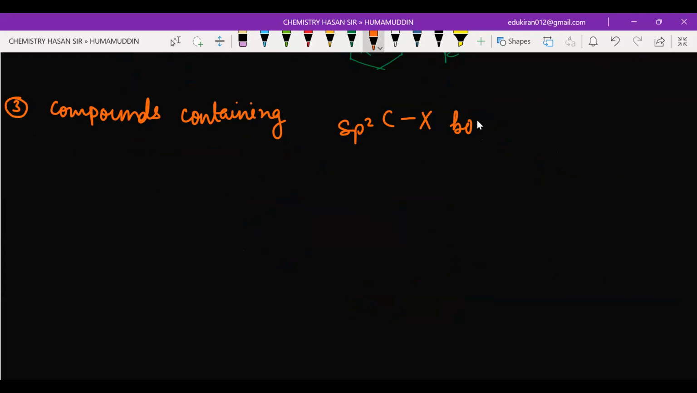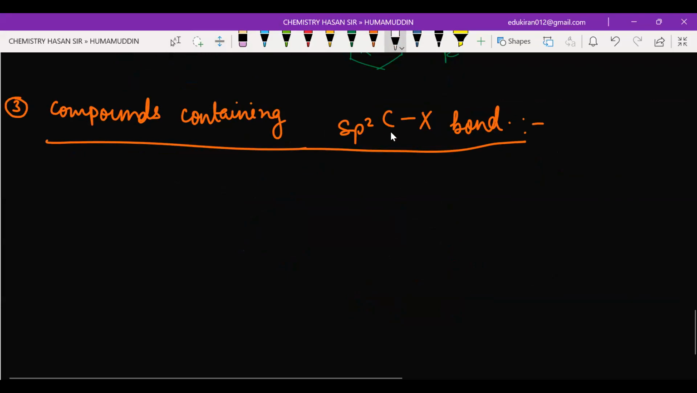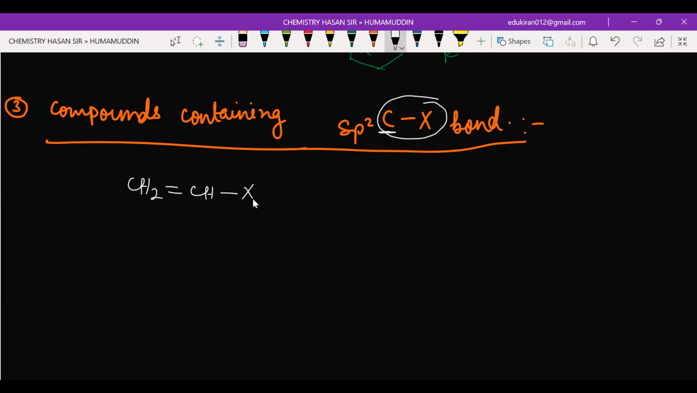Okay, the third classification is basically compounds containing sp2 C-X bond. X, you know, is your halogen: fluorine, chlorine, bromine, and iodine. It is directly said that the carbon to which X is connected should be doubly bonded or sp2 hybridized. That means CH2=CHX. This is called vinylic halide.